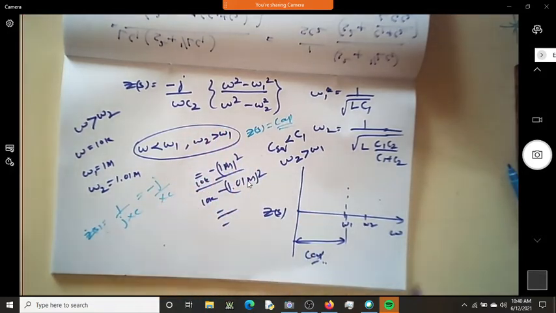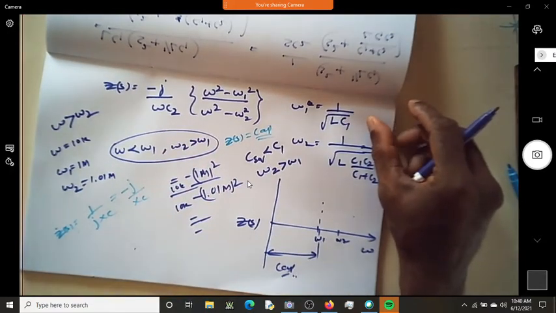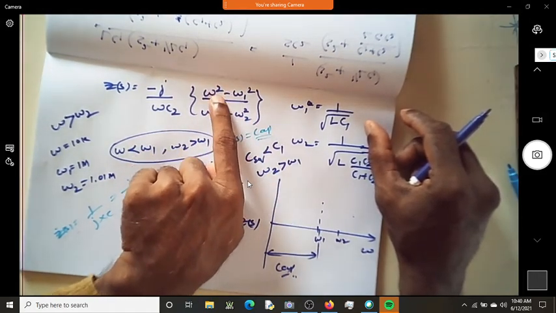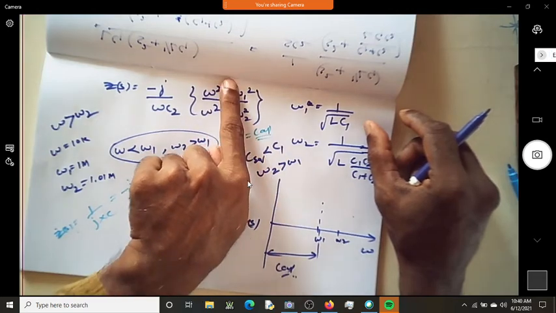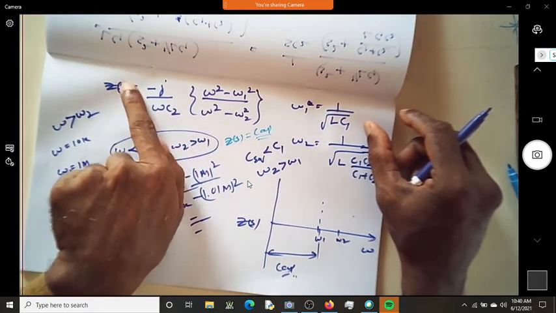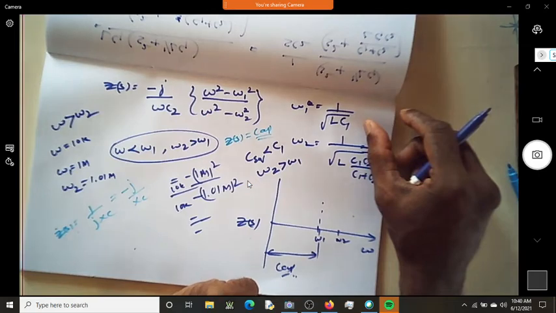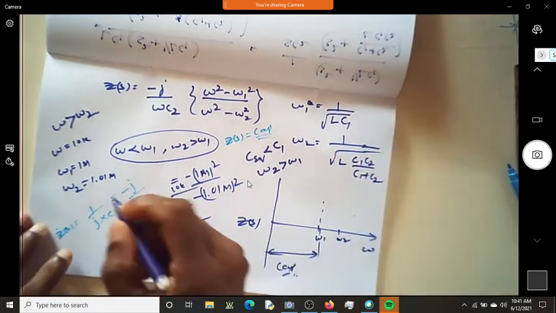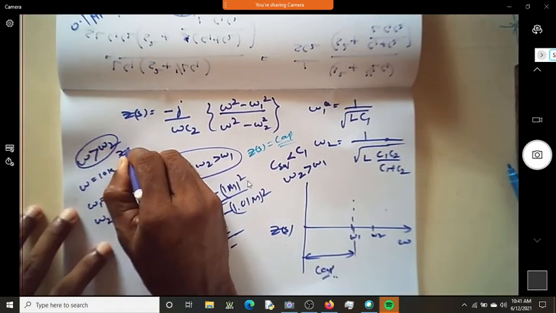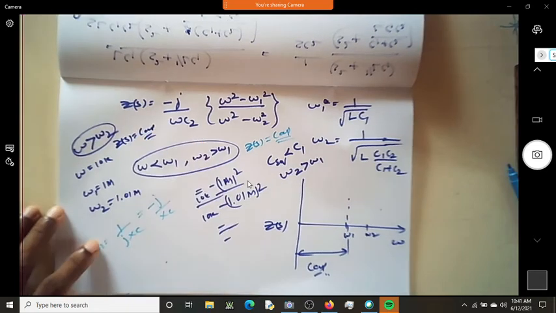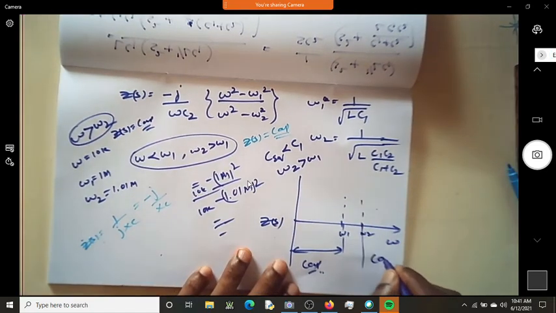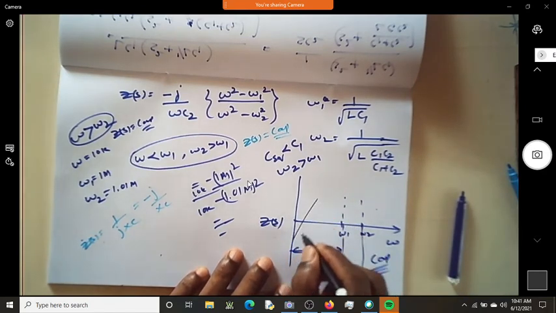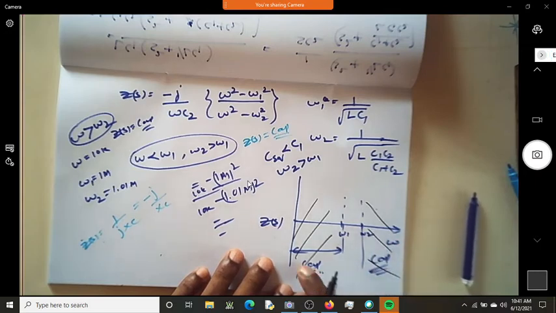If it is greater than omega 2, what will happen? Is this positive? Yes, sir. Is this also positive? Yes, sir. Then what is the overall ratio? Positive. Then what is Z of S? Negative. Is it capacitive? Yes, sir. So for this also, Z of S is capacitive. Meaning, here also it is capacitive in nature. Anything in this region and anything in this region, they are capacitive in nature.